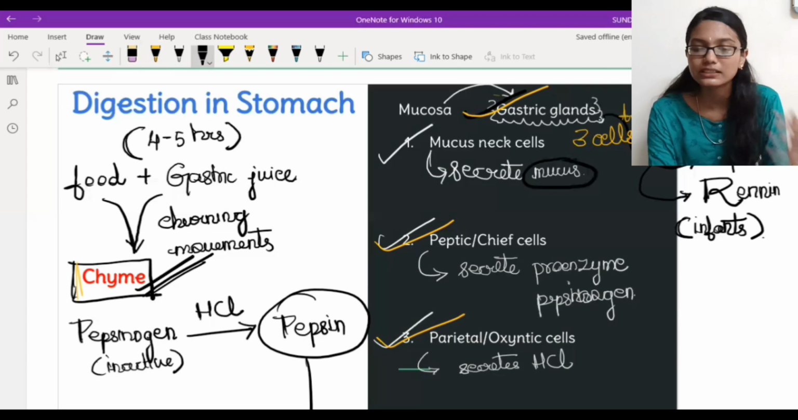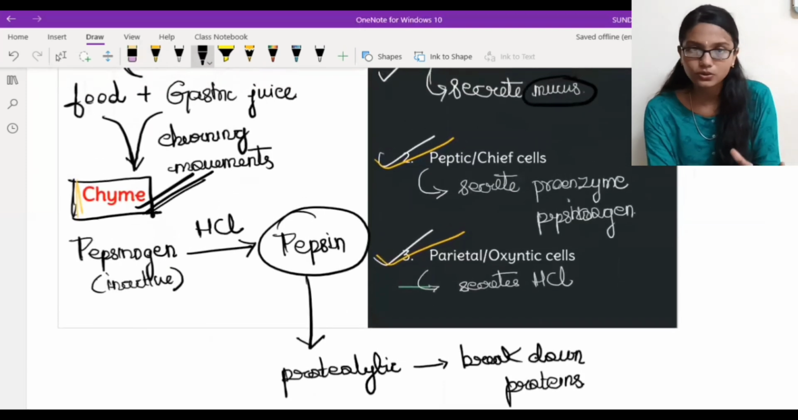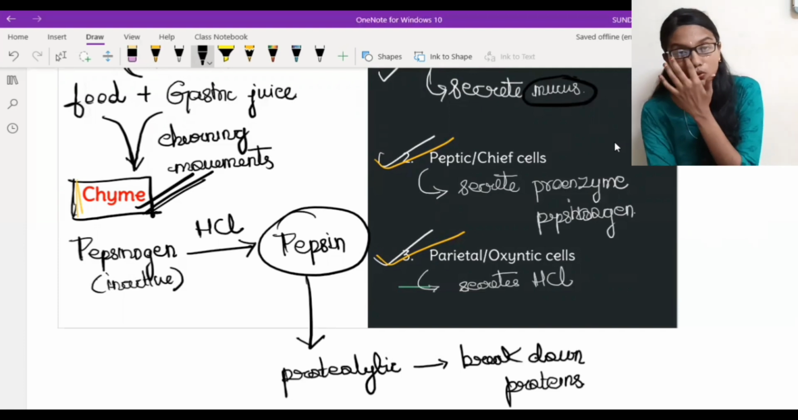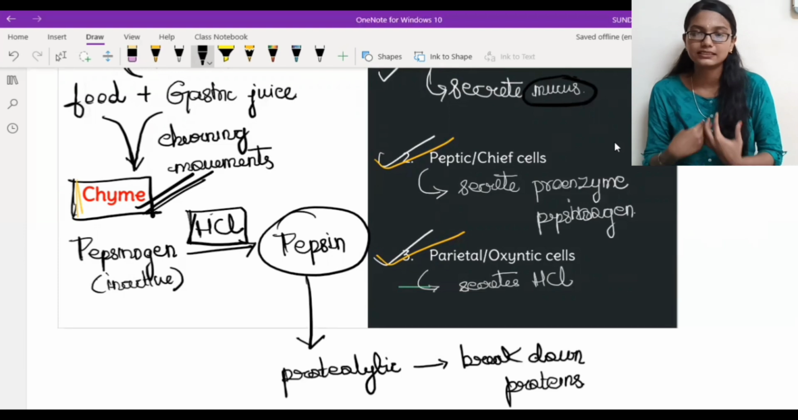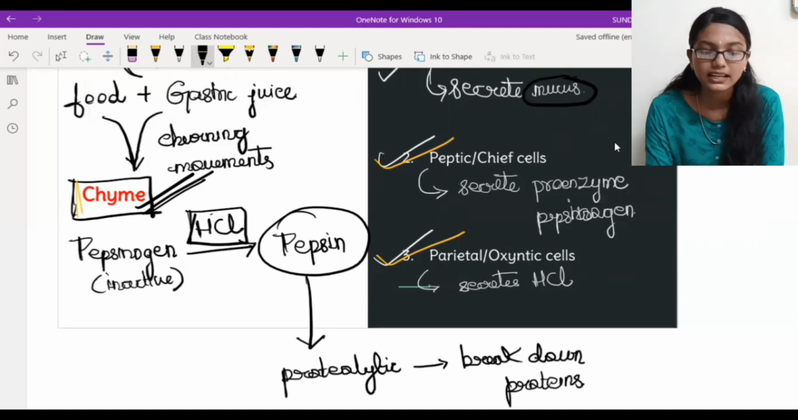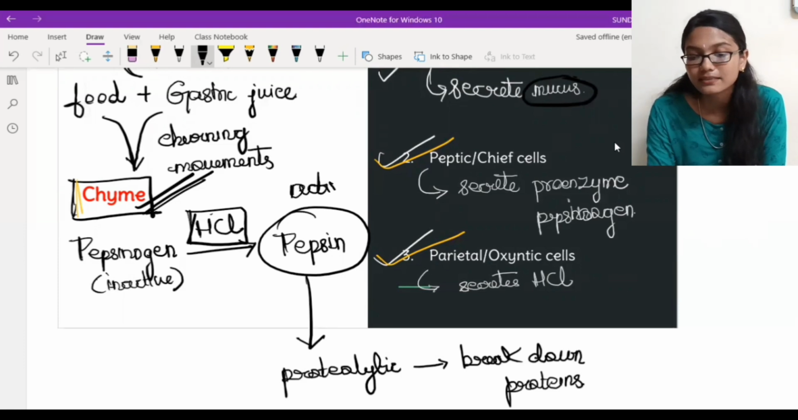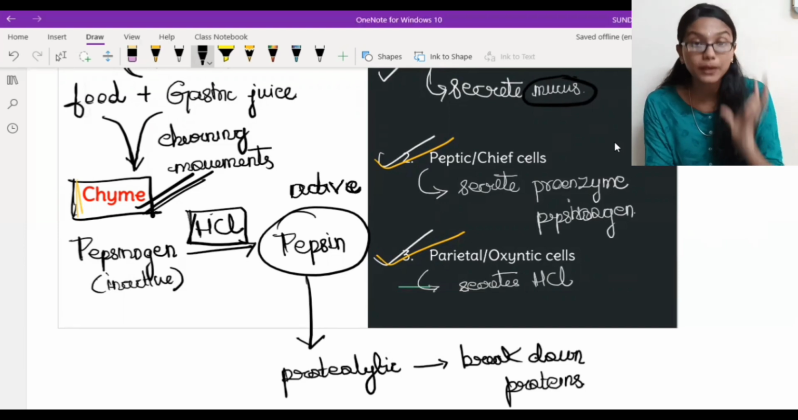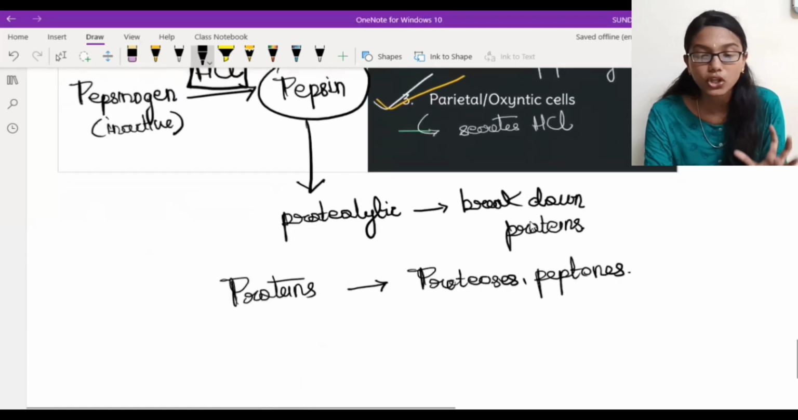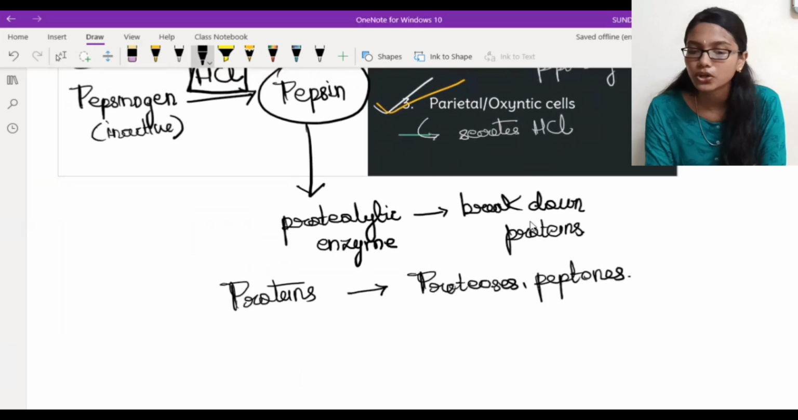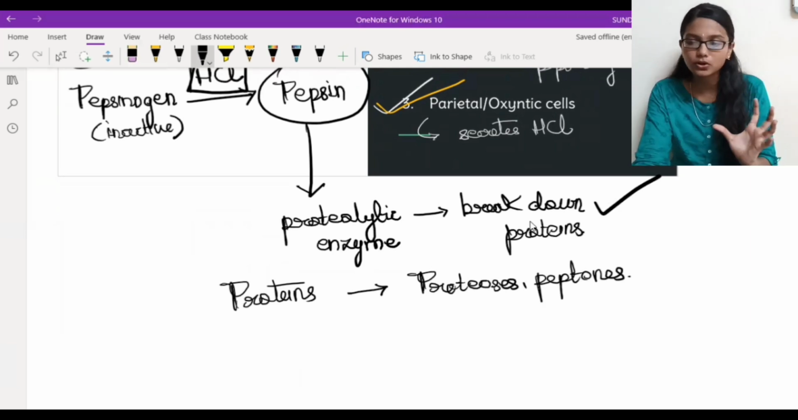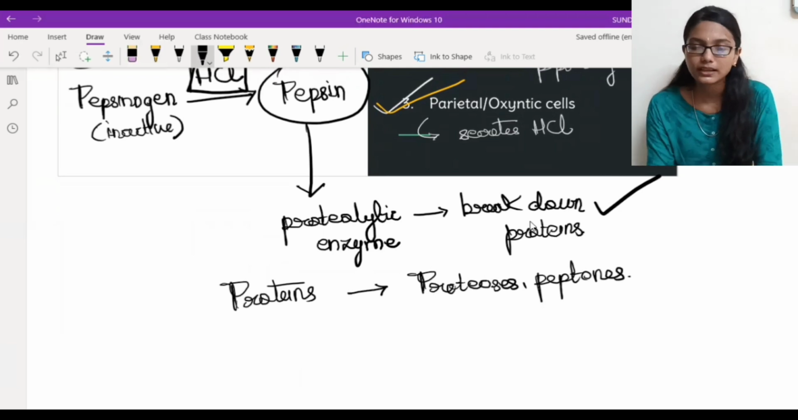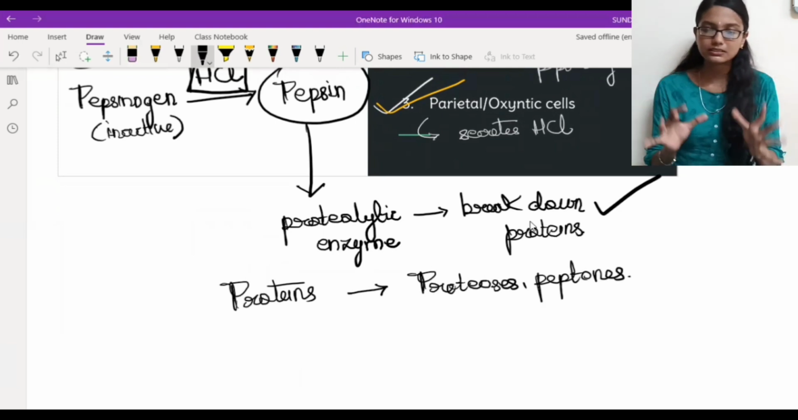Before that, we need to understand the function of pepsinogen and HCl. Pepsinogen, I already said, is an inactive enzyme. So this enzyme has to be activated. We'll see what the use of activation is here. Pepsinogen is activated by HCl, hydrochloric acid. Hydrochloric acid in our stomach activates the pepsinogen and it is converted into the active form called pepsin enzyme. This pepsin enzyme is very important. It is a proteolytic enzyme, which breaks down proteins present in the food. Already carbohydrate is a little bit broken down. Now proteins are also broken down. Proteins are converted into proteoses and peptones. So this is what happens in the digestion.